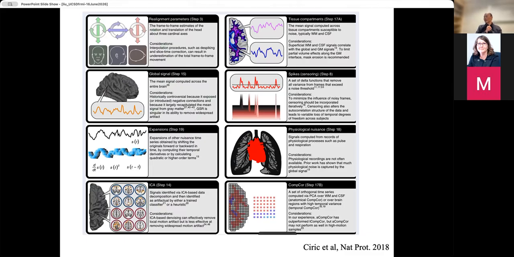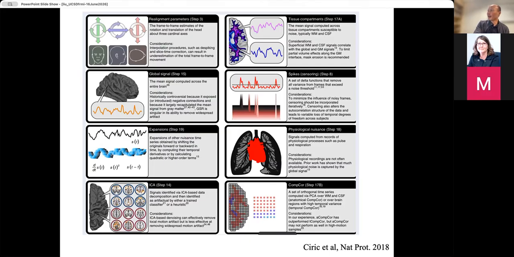Just to give you some perspective, this is from a Nature Protocols paper from 2018. It's still fairly relevant, showing the general areas. If you're doing resting state fMRI, these are the sorts of things that people do. Obviously, you're always realigning your data. You're probably taking white matter and CSF components as regressors. You're probably doing some censoring. You're maybe taking out physiological nuisance regressors. You might be doing global signal regression. You might be doing ICA. You might be doing CompCor. So there's all these choices that you have, even right off the bat.